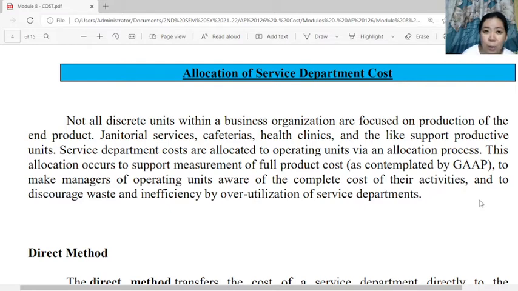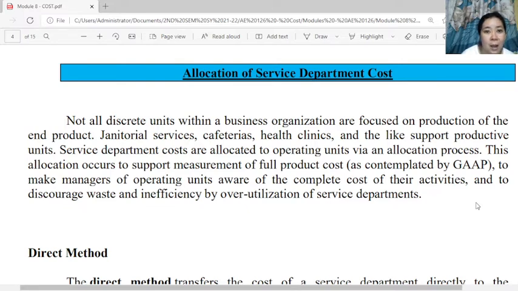The entity should also consider other services provided by the different departments within the organization, just like janitorial services, cafeterias, health clinics, and the like. They are support to the production units. Service department cost should be allocated to operating units, and this should have a basis for allocation. This allocation occurs to support measurement of full production cost.